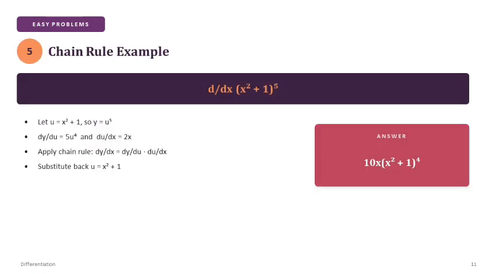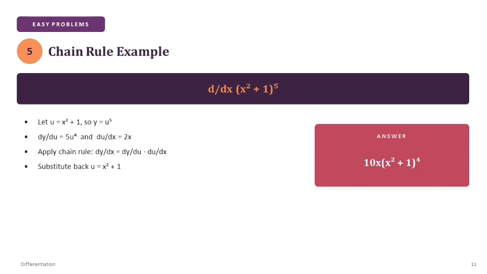We are going to see the chain rule example. The sum is d by dx of (x squared plus 1) the whole power 5. Now we consider the term inside the brackets as u, so that u is equal to x squared plus 1. So y is equal to u^5. Now we take dy by du, which is equal to 5 into u^(5-1) using the power rule. That becomes 5u^4. And du by dx is equal to 2x.